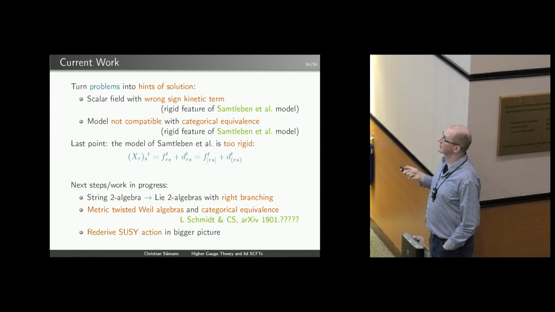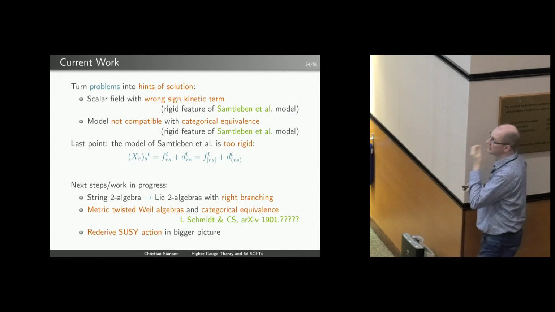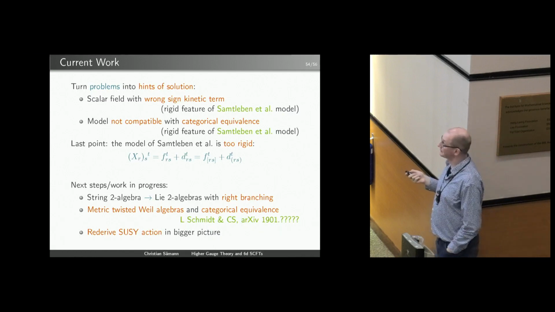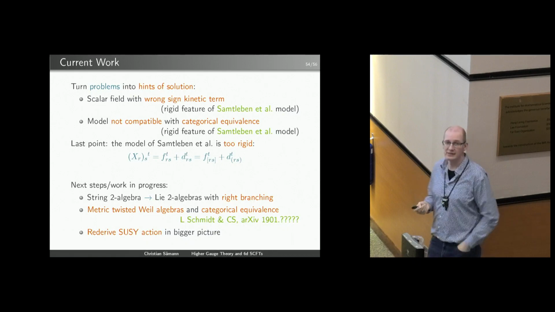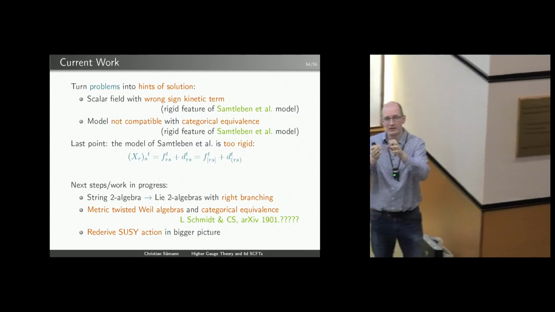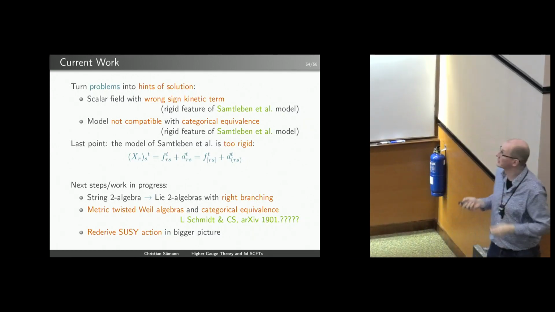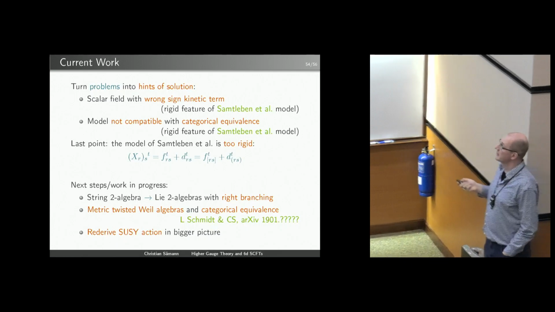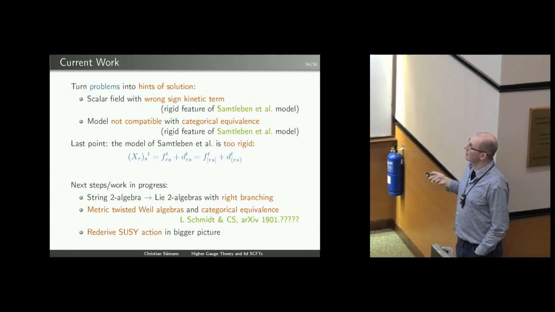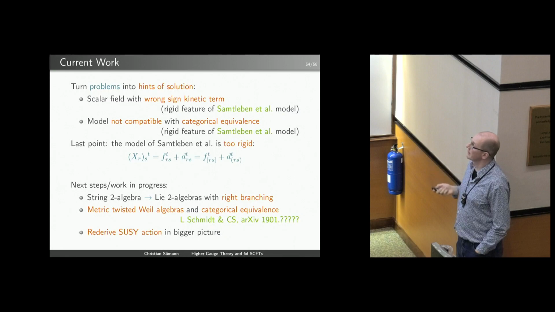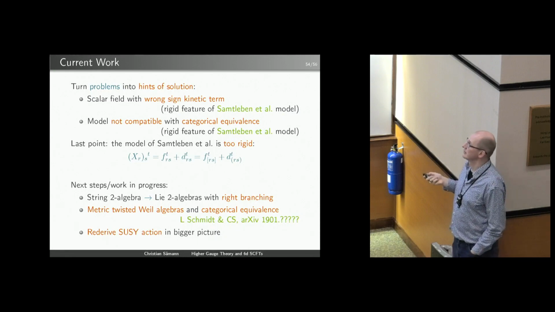Okay, so the next step, and this is work in progress, unfortunately still, it's not that easy. We need Lie 2-algebras with the right branching. Just as you can branch U(N) into factors of U(1) and smaller U(N)s, you would want to do the same with string 2-algebras, but it is actually hard to find examples. What we're currently working on is the correct formulation of this in a categorical equivalence invariant way. So we want metric twisted Weil algebras and categorical equivalence. That should come out hopefully in January.